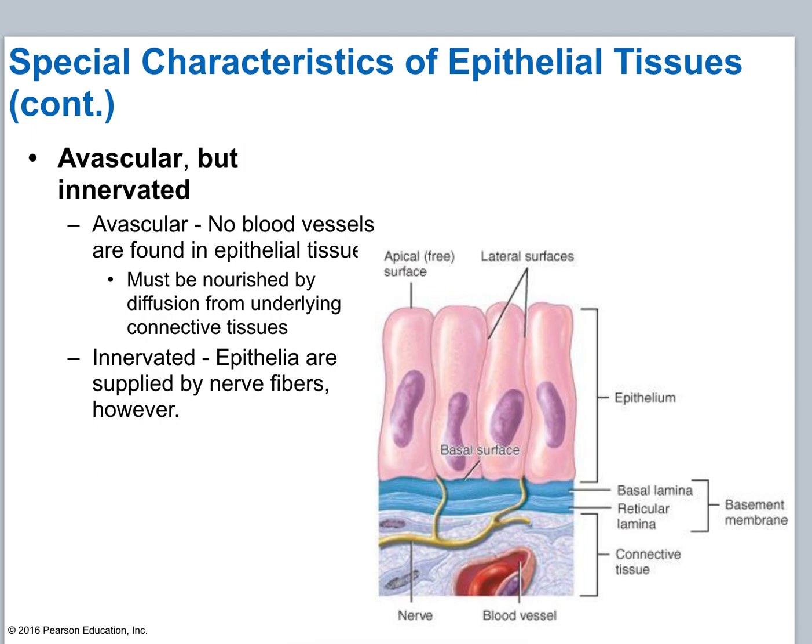Epithelial tissue is avascular but innervated. Avascular means there are no blood vessels in epithelial tissue, so it gets its nourishment from diffusion of oxygen, carbon dioxide, and minerals through the cells, as opposed to getting it from circulation or from blood supply. But it is innervated. Innervated means it's supplied by nerve fibers, so there are a lot of nerve fibers running through the epithelial tissue.